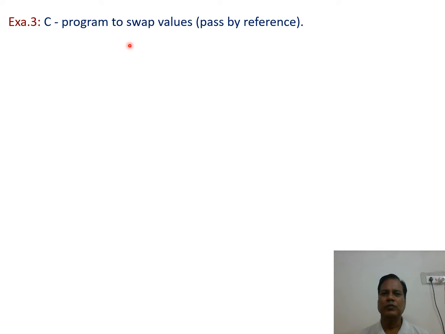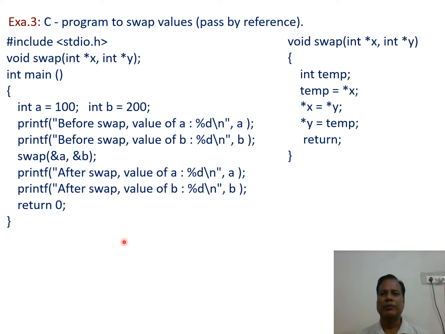In this program, we have to swap the values, but while calling the function, values are passed by reference. So an example program may be like this one. Let us try to understand this example program. So first statement we are familiar with, #include within less than and greater than sign, stdio.h header file is included in our program.